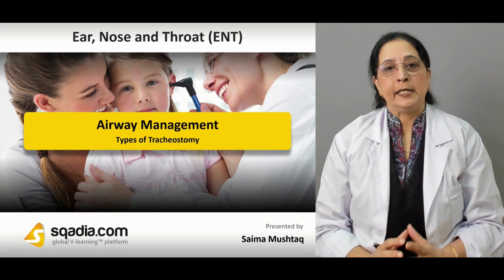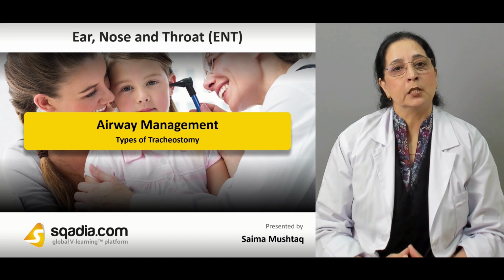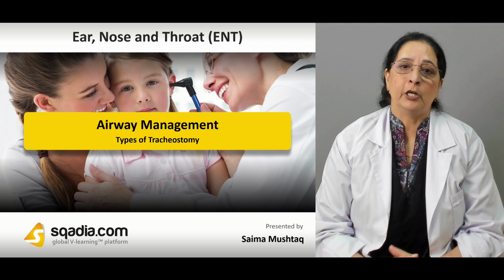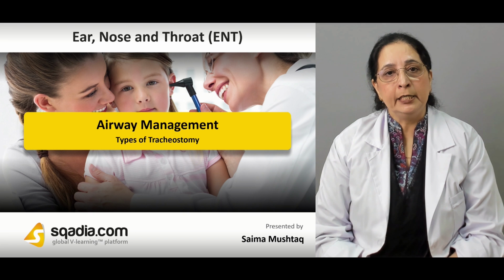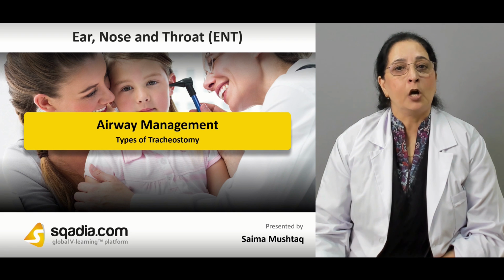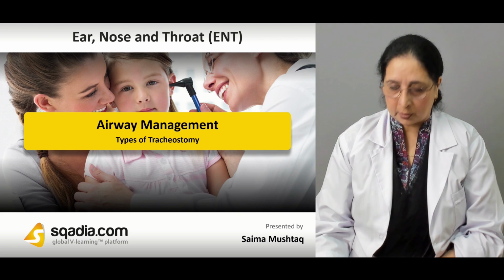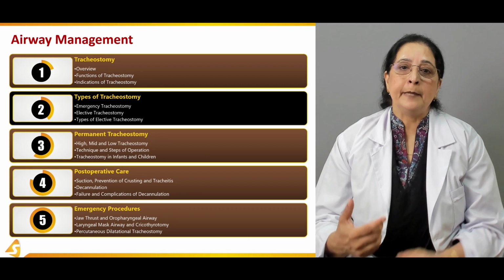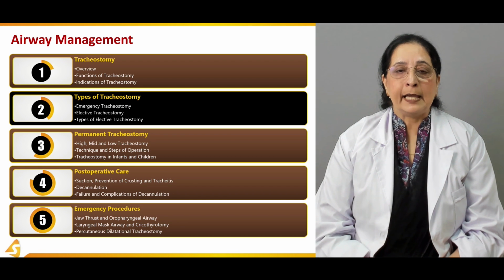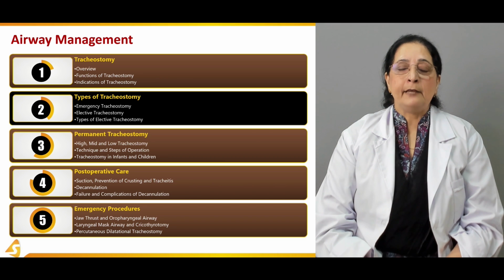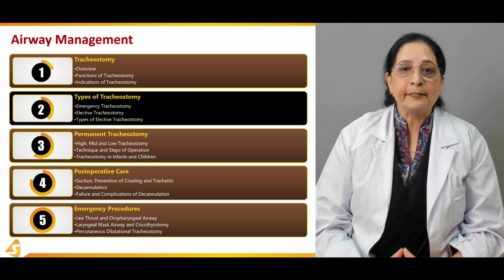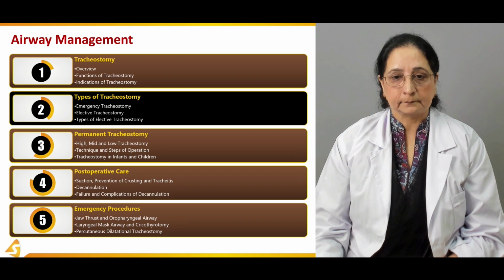So after the first section, now we know what tracheostomy is. What are the functions of tracheostomy? What are the indications of tracheostomy? Now in this second section, we will talk about different types of tracheostomy. And different types, it might be emergency tracheostomy or elective tracheostomy. And then we will talk about what are the different types of elective tracheostomy.